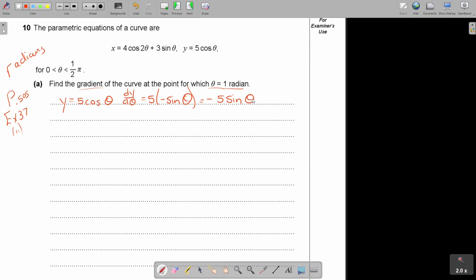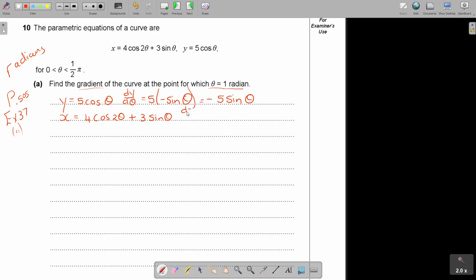Okay, now let's do it with x. So x is equal to 4 cos 2 theta. Okay, so plus 3, I almost forgot, plus 3 sin theta. Now don't forget that, and you can find it also in the formula sheet.